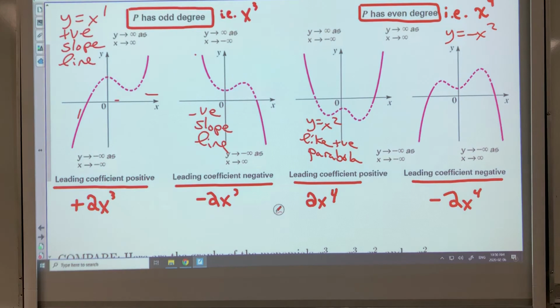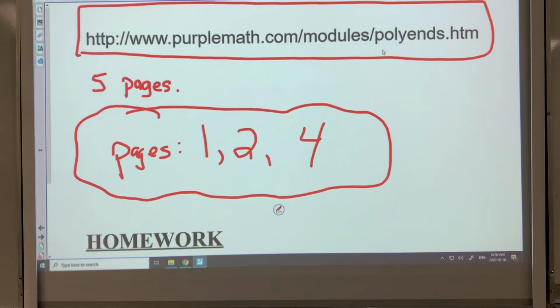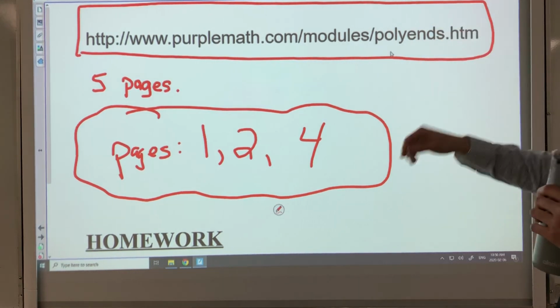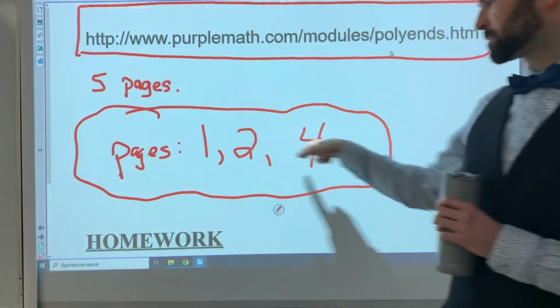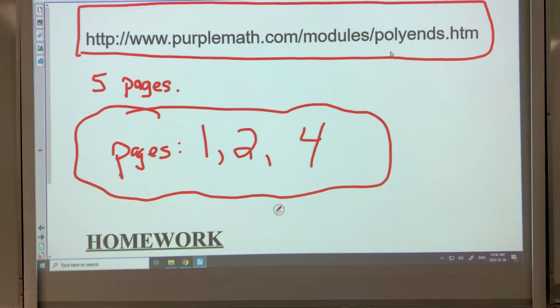All right. I don't think there is anything else really. If you're looking for a bit more reading, I think I included a link. There's a bit more reading if you didn't quite get it. Pages 1, 2, and 4 from that one. There are 5 pages, and those are the pages that would apply to us. If you don't quite get it, maybe you can go home and sit down with it.